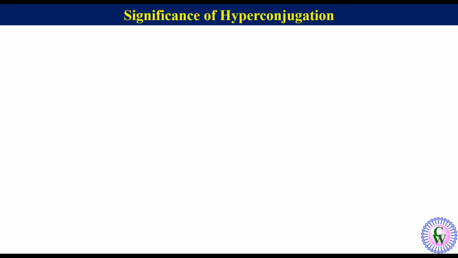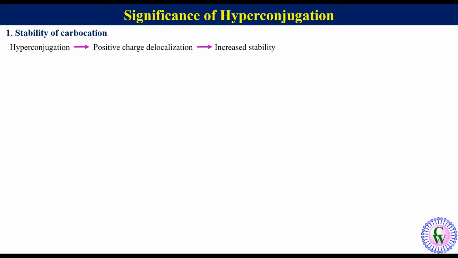Significance of hyperconjugation. There are several facts which can be explained by hyperconjugation. The first is stability of carbocation. We have seen that hyperconjugation delocalizes the positive charge of carbocation and thus increases the stability. So, the greater the number of hyperconjugative structures, the higher will be the stability of carbocation.